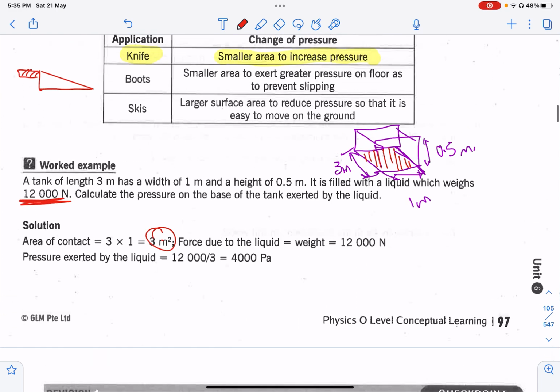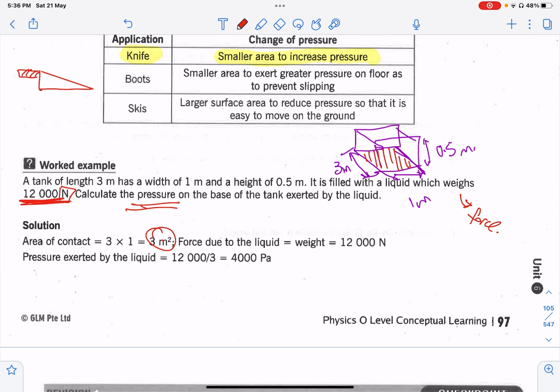An example of a question that tests you on the formula pressure equals force over area: let's say you have a tank of length 3 meter, width 1 meter, and height 0.5 meter. The diagram shows a pictorial form of the measurements, and the tank is filled with liquid which weighs 12,000 newtons. This weight is indirectly telling you the force, in newtons. Calculate the pressure on the base of the tank exerted by the liquid. They are looking for pressure, so again, writing the formula, first you find the area of contact.